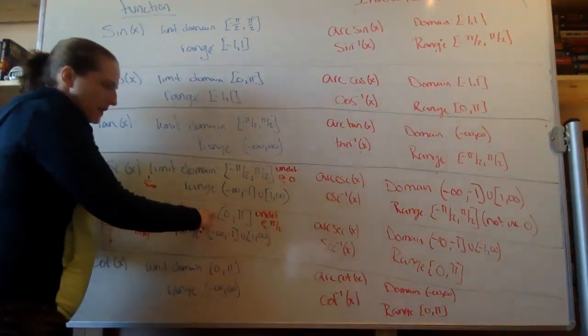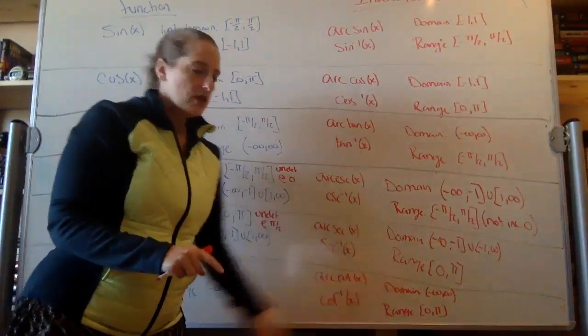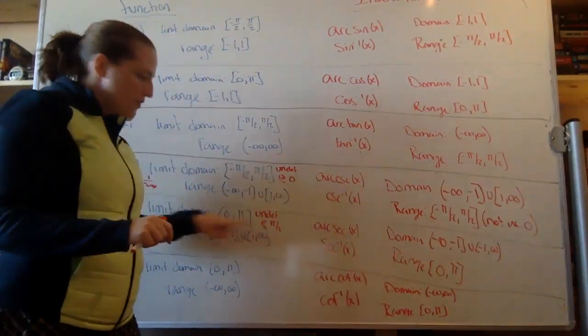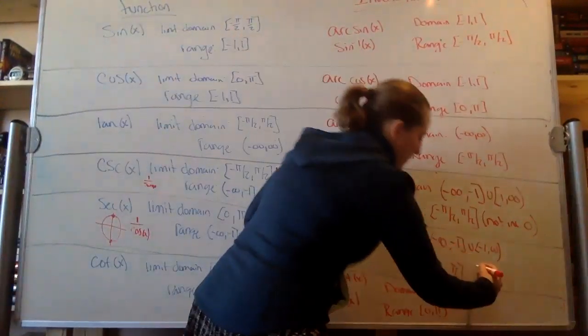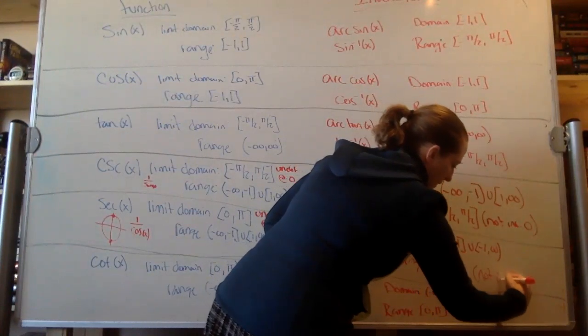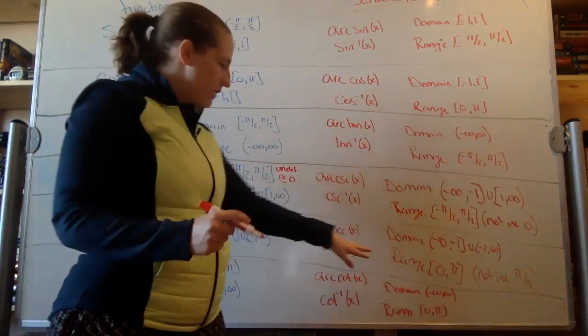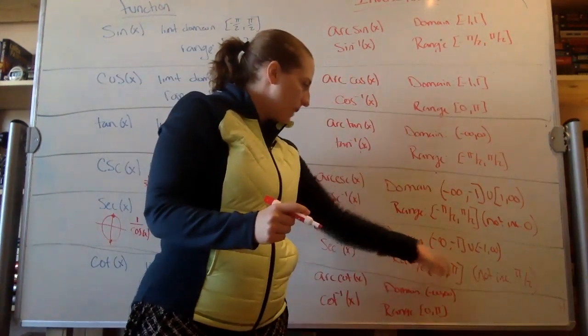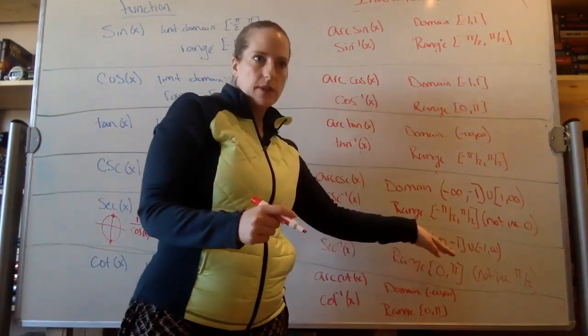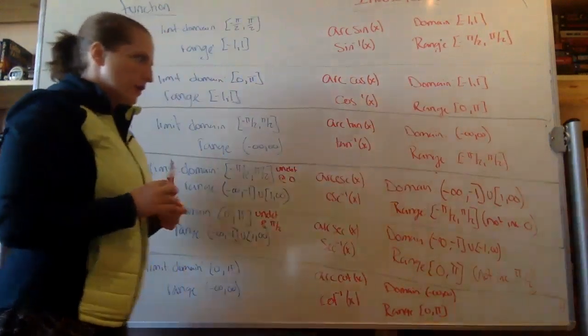And remember, we limited this domain, which gave us our range. That means this range is also not going to include that pi over 2. So I'm just going to add not including pi over 2. And technically, we could then rewrite the range as 0 to pi over 2 union with pi over 2 to pi, but it's not 100% necessary.